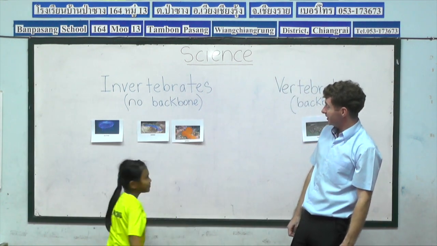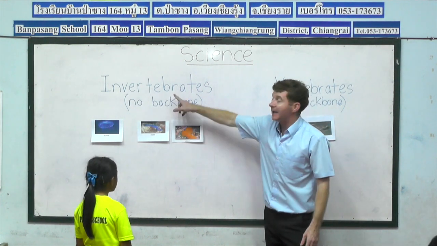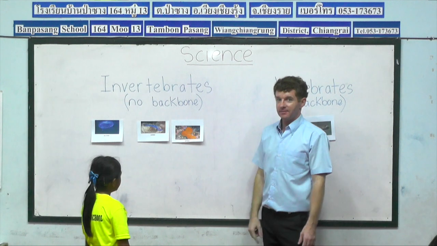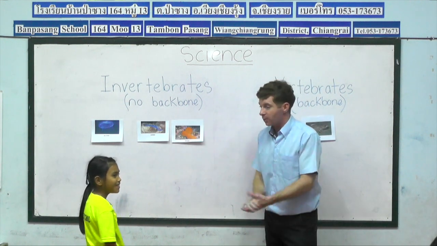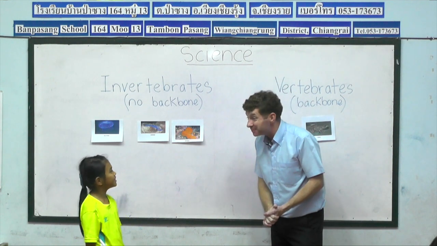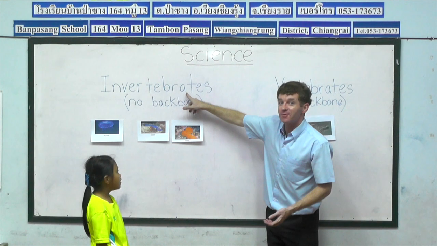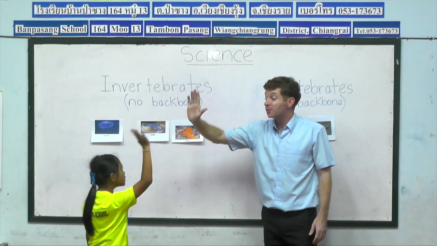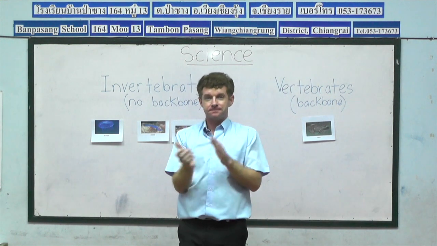Pak Bung, that's brilliant. And we can say sponge. Invertebrate. Because sponges have no backbone. Sponge. Invertebrates. Pak Bung, brilliant. High five and a big round of applause for Pak Bung.